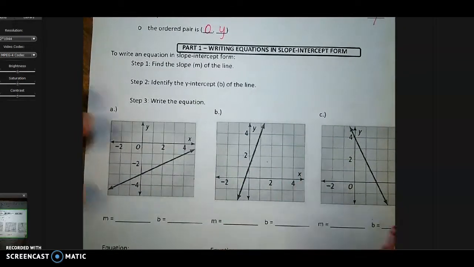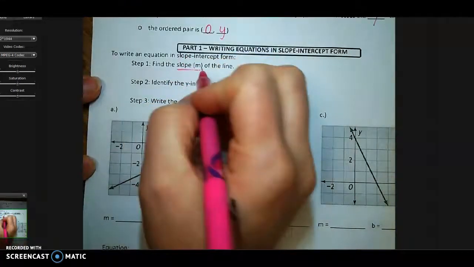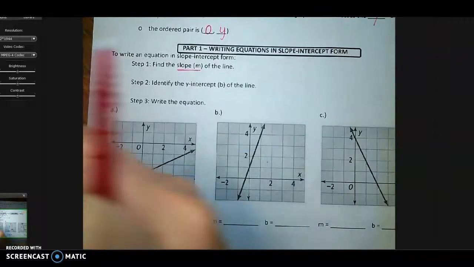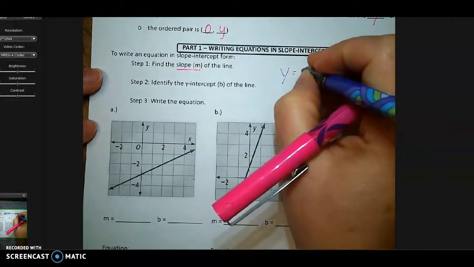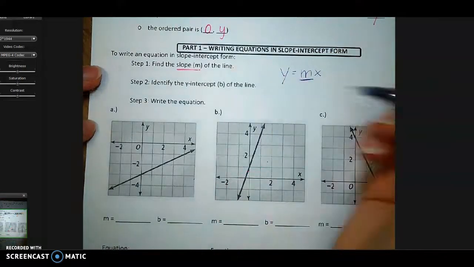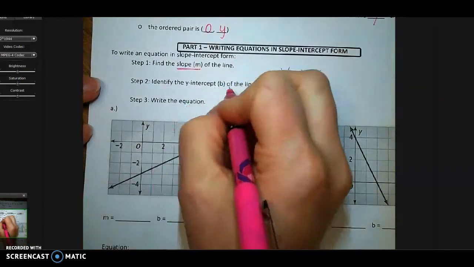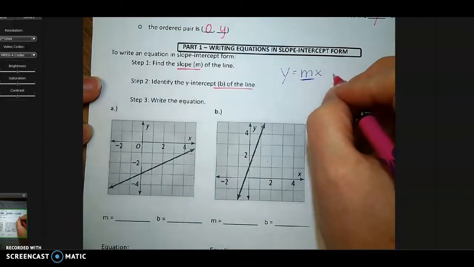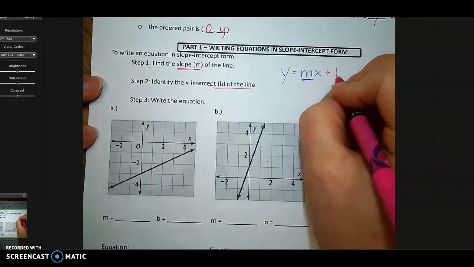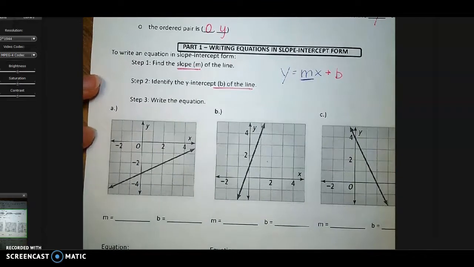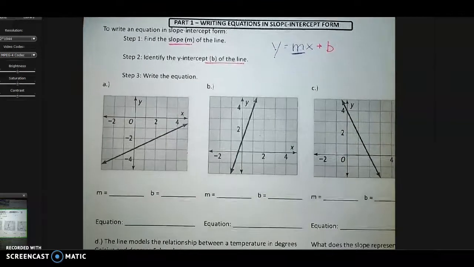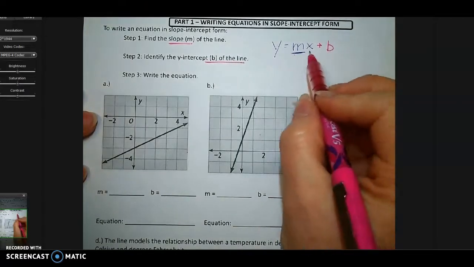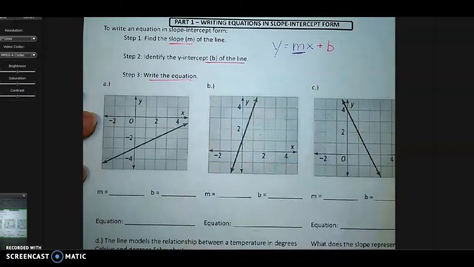So to write an equation in slope-intercept form, I have to know a couple things. First, I have to find the slope of the line, the m. Then I have to identify the y-intercept, the b. So this is where it's going across. If it's going across at 0, I would just be adding 0, so that's why we just get rid of that. But since it's not going across the origin, that's why I'm adding something. So once I have these two pieces, I can put my y and my x back in, and I'm able to write my equation.